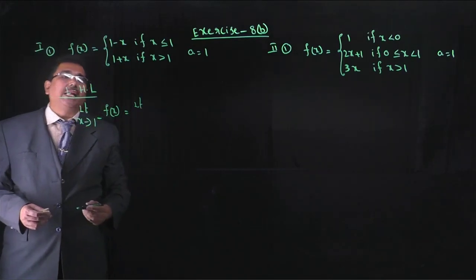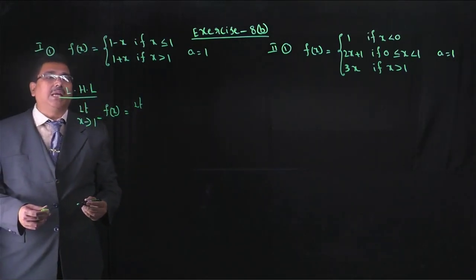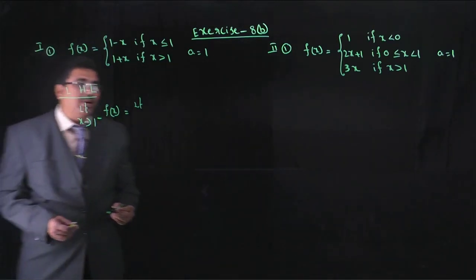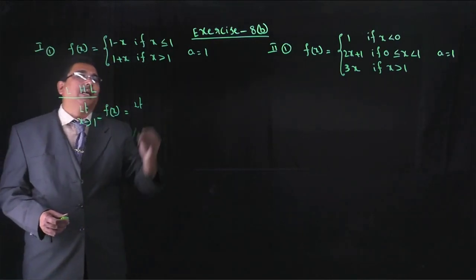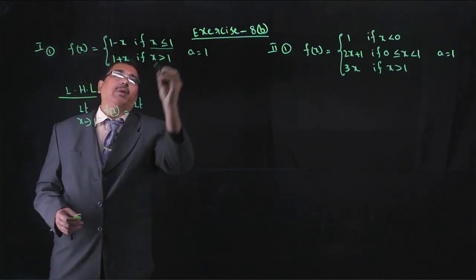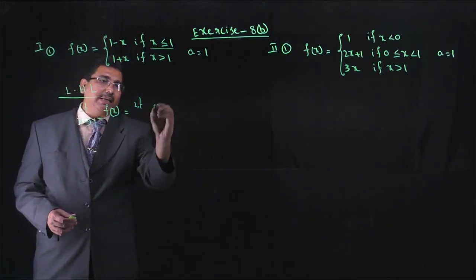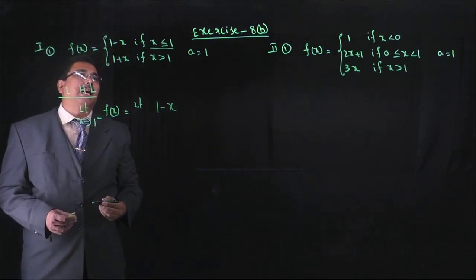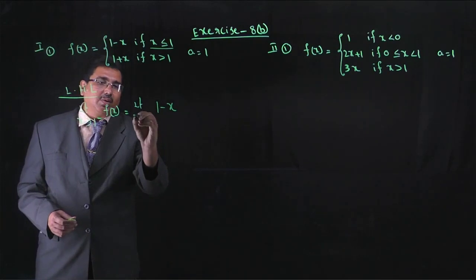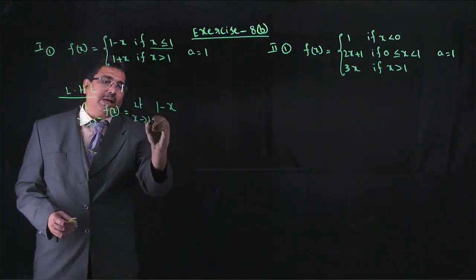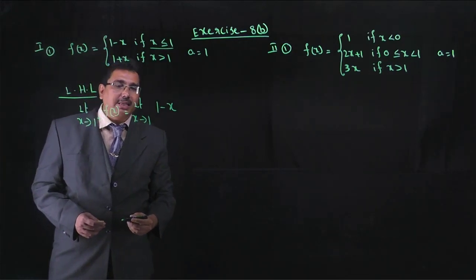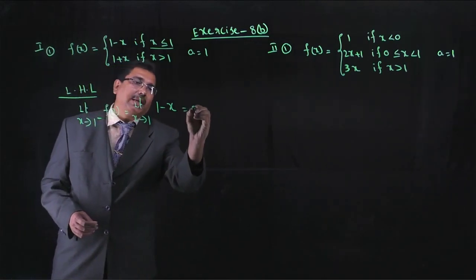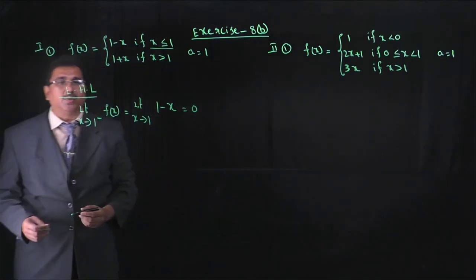Limit x tending to 1 minus means that x is less than 1. What is the corresponding function when x is less than 1? That is, 1 minus x. Now, no need to write x tending to 1 minus, simply limit x tending to 1. By applying the limit value, that is equal to 0. Left hand limit is equal to 0.